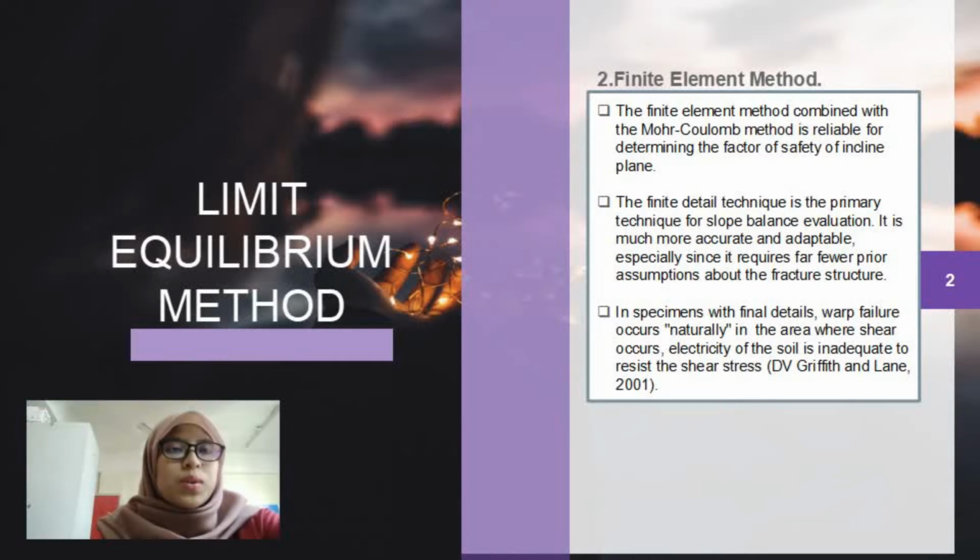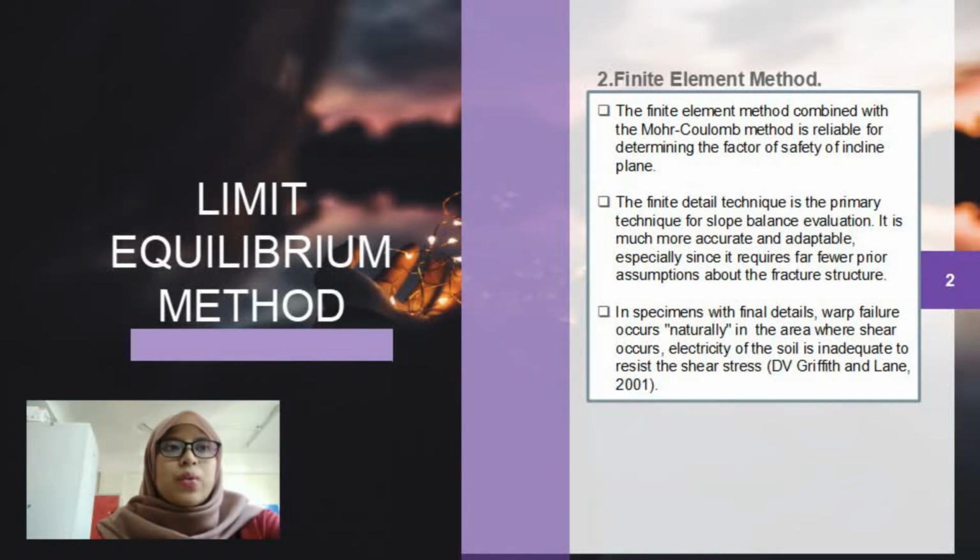By the study of Piner 2007, soil stability analysis using finite element analysis was performed several times in the same study. The finite element method combined with the limit equilibrium method is valuable for determining the factor of safety of the inclined plane. The finite element technique is the primary technique for soil stability evaluation. It is much more accurate and adaptable, especially since it requires far fewer prior assumptions about the failure structure.